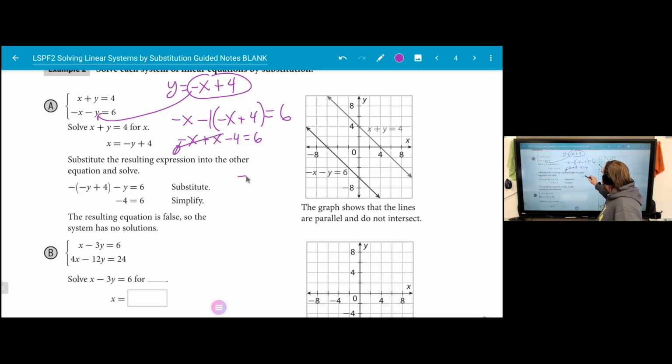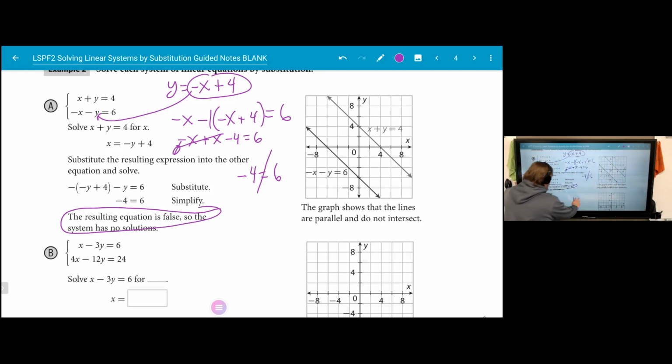I'm left with negative 4 equals 6. Does negative 4 equal 6? No. We ended up with a false equivalency, something that's not equal to another. Since negative 4 cannot be 6, we put that line to make it not equal. And we say this equation is a false statement. Since it's false, it's no solution. And if you graph them, you get two parallel lines. So since it's false, you've got no solutions.